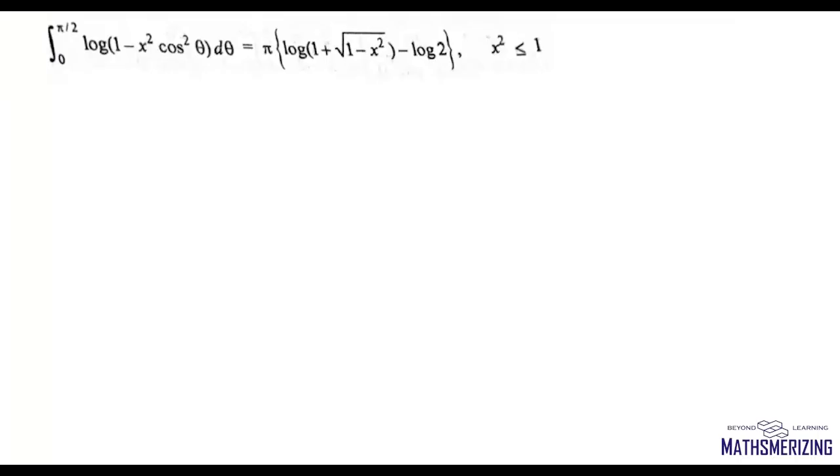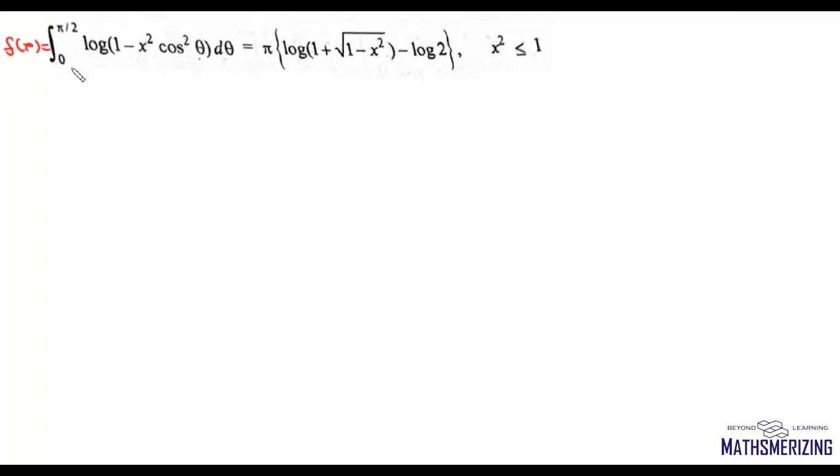Now question number 2 is, we need to prove that the integral from 0 to pi by 2 of log(1 minus x square cos square theta) d theta is pi log((1 plus under root of 1 minus x square) upon 2), where x square is less than or equal to 1. Now the variable of integration is theta. When we solve this integral, we'll get this as some function of x, so we'll write this as f(x).